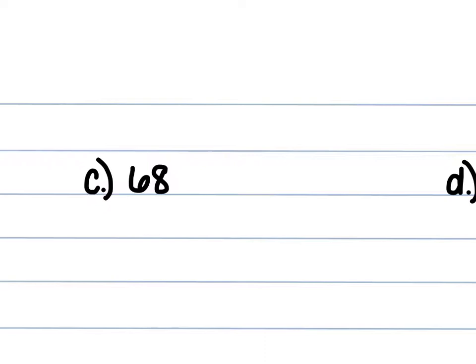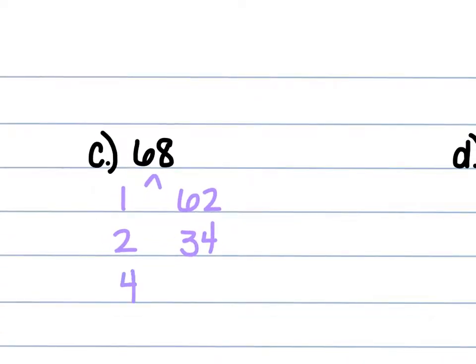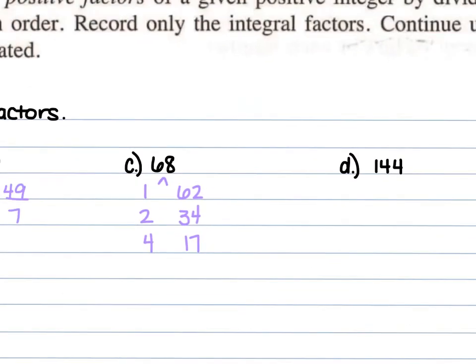For 68, we can start with 1 and 68. It's an even number, so it's 2 and 34. Another number that goes into it evenly is 4, and 4 times 17 is 68. And those are all of our positive factors.